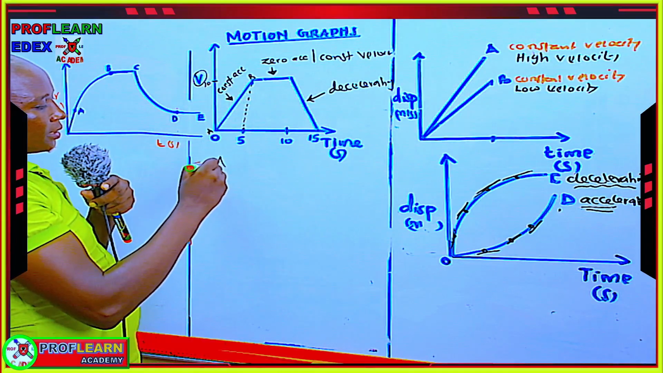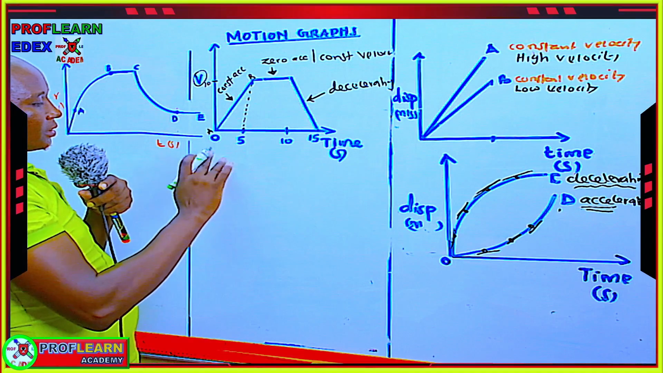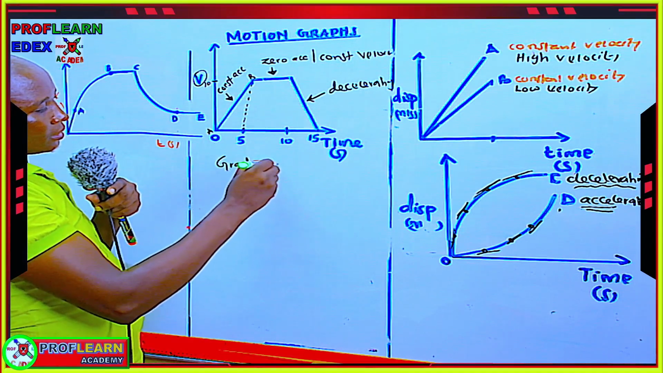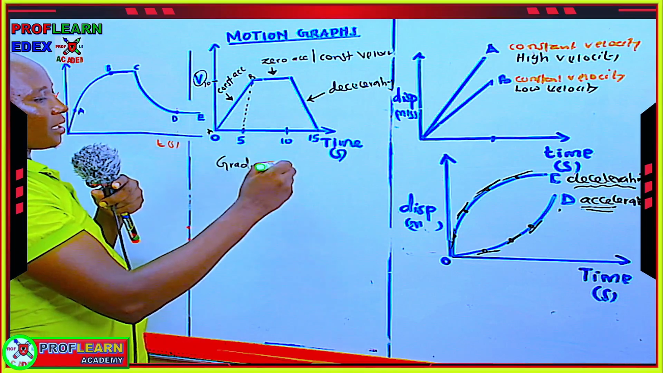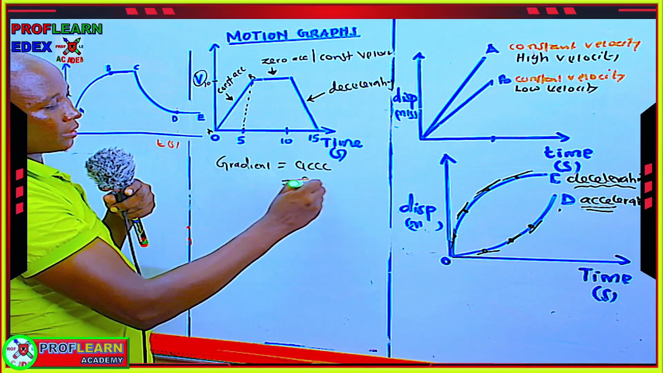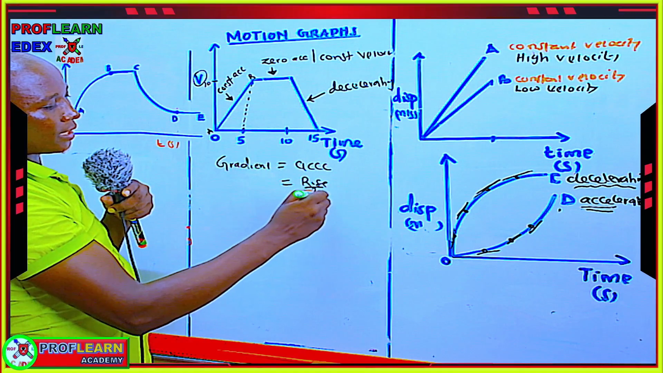In the event they ask you to find average speed, you need to remember that average speed is total distance divided by the total time taken. So average speed is going to be 100 meters total distance divided by the total time, which is 15 seconds. And then you get your answer in meters per second. You have to simplify this.